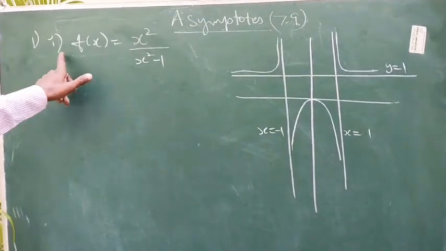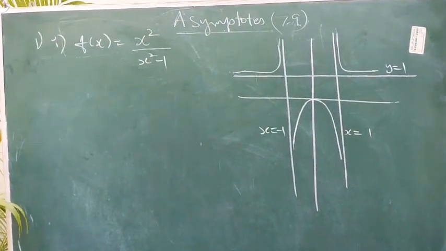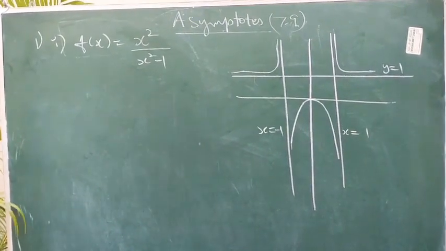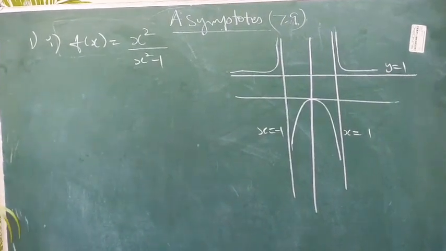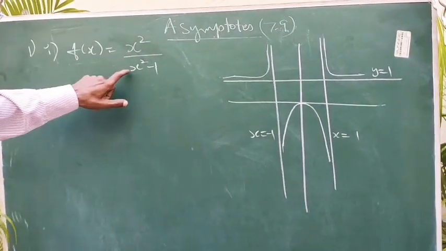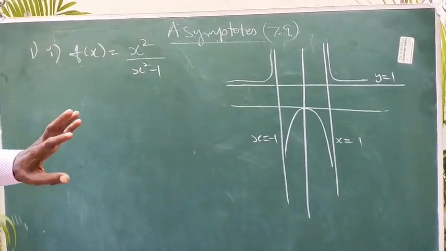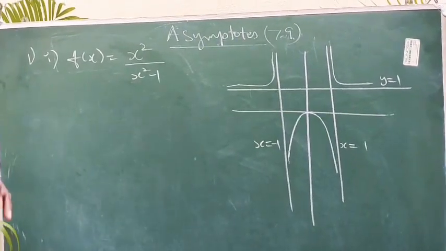The first sum, first subdivision, f of x equal to x square by x square minus 1. So here three types of asymptotes may be possible: vertical asymptote, horizontal asymptote and slant asymptote. If the degree of the numerator is greater than the denominator, then the slant asymptote exists. So for this one, no slant asymptote, only horizontal and vertical may exist.